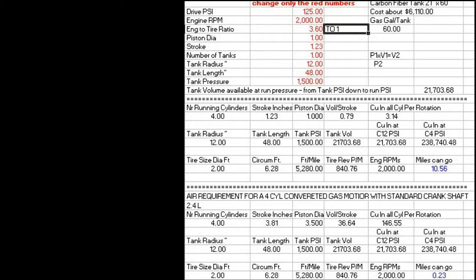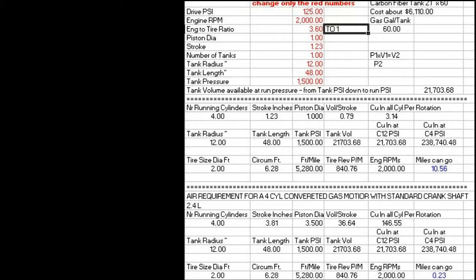So looking at the calculation spreadsheet, I'm planning on a much lower pressure and just going like local distances. So at 1500 PSI, if you look at that middle section, I can get around 10 to 11 miles on a 1500 PSI tank. Now also, these calculations are based on running continuously at 125.